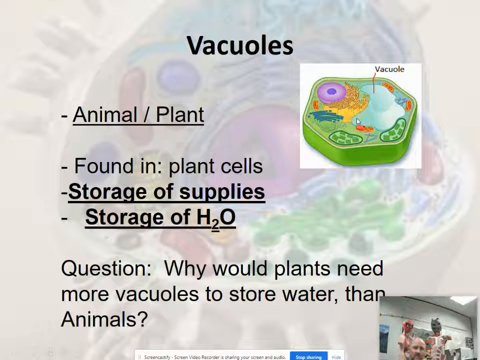And that leaves me with one question for you. Why would plants need more vacuoles to store water than animals? I want you guys to think about that question at home right now. I know it's hard when it's online to actually pause and think, but it's important that we do. And just come up with an answer. You don't have to be right. You guys are geniuses in your own way. Just why would a plant need to store more water than, say, an animal?